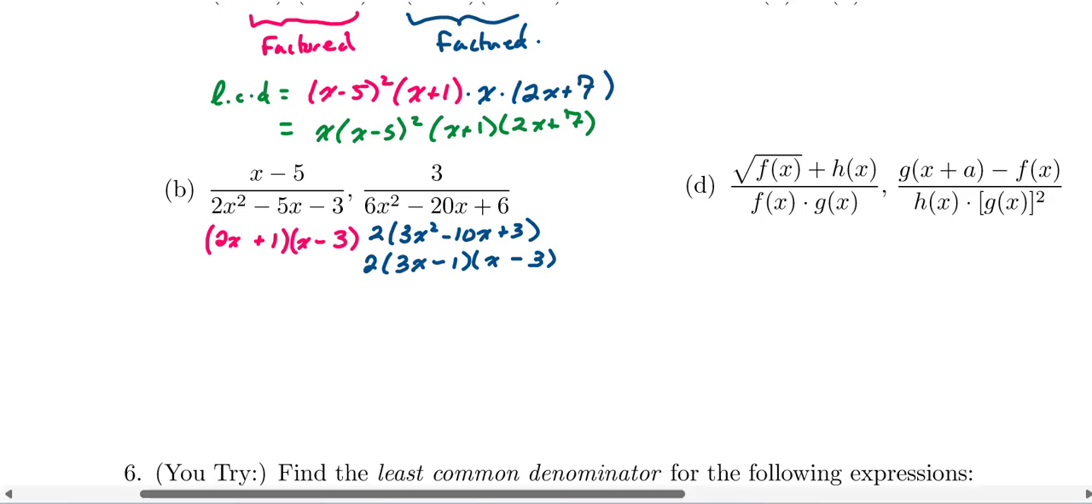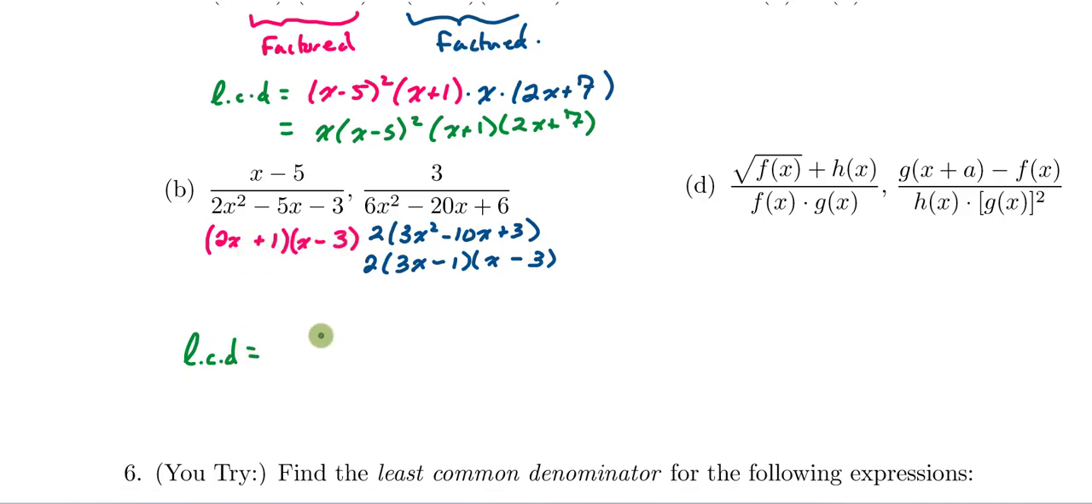So now I'm ready to give the least common denominator for this. Let me clean that up. The least common denominator would be what? Well, we want to make sure we take into account all of the factors of this term. So we'll do 2x plus 1 times x minus 3.